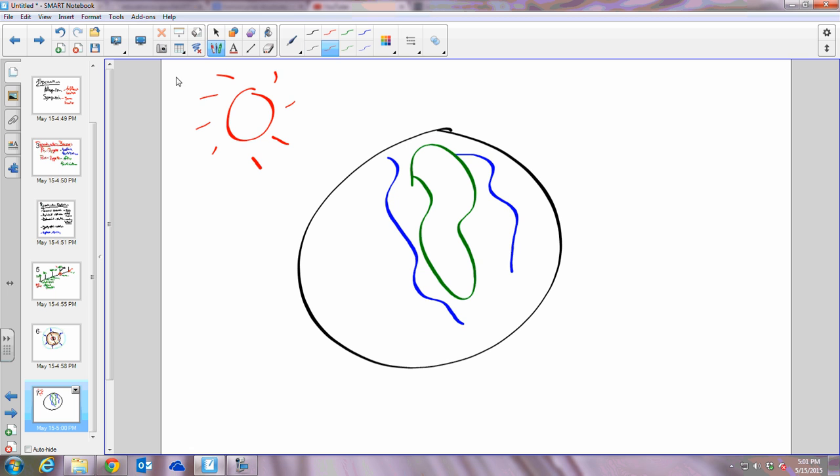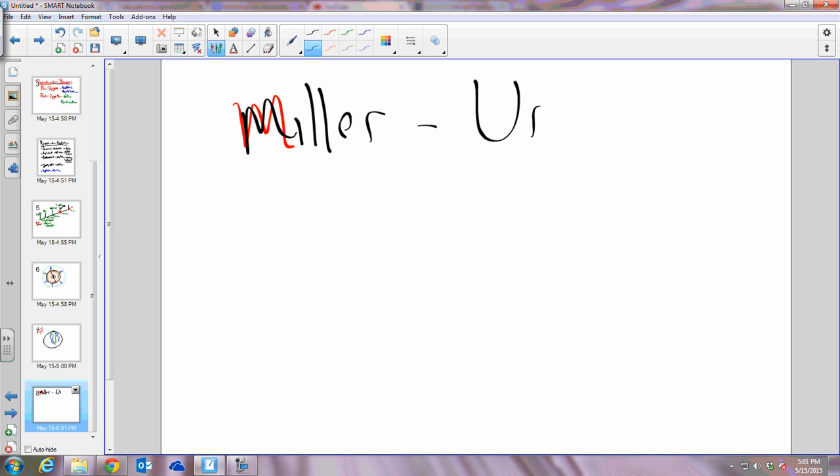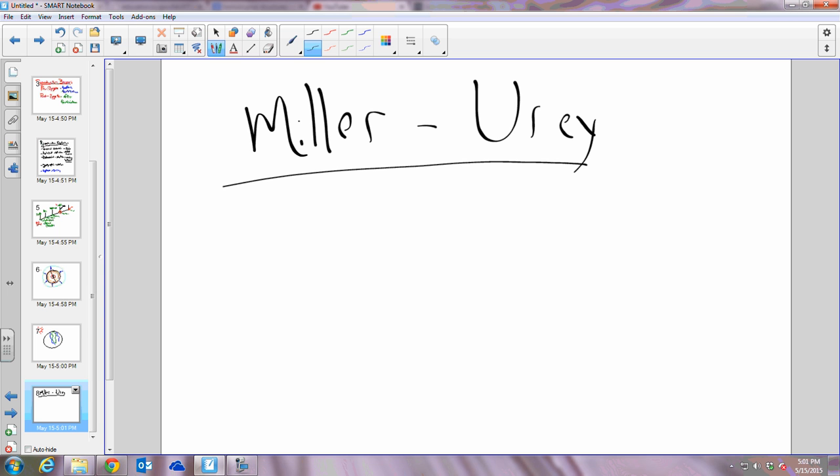And how did these first organisms come about? Well, two men by the name of Stanley Miller and Urey, don't remember his first name off the top of my head. Miller and Urey came up with this idea that if we can predict what the early Earth atmosphere was like, perhaps we can recreate that condition. And so they set up an experiment.